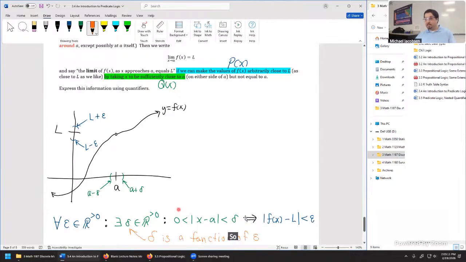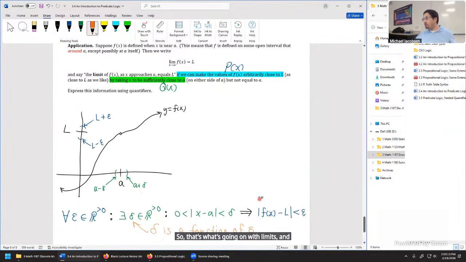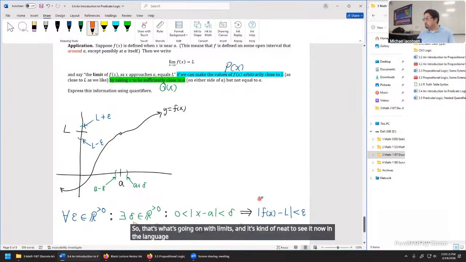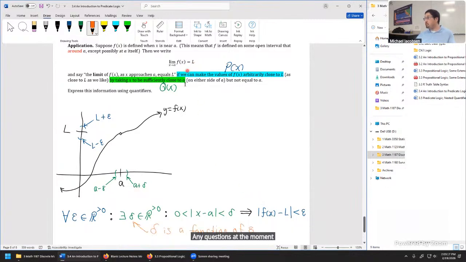So that's what's going on with limits. And it's kind of neat to see it now in the language of quantifiers. Any questions at the moment, folks? Just quantifying the statement altogether.